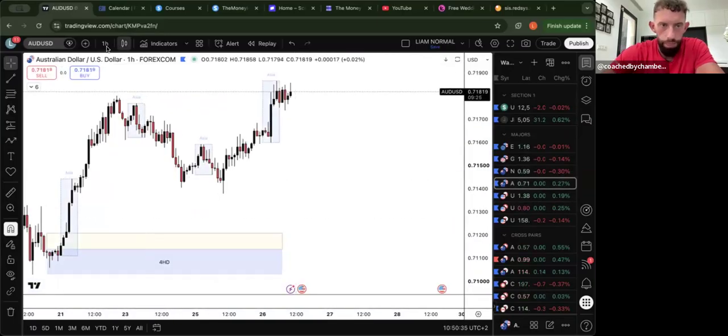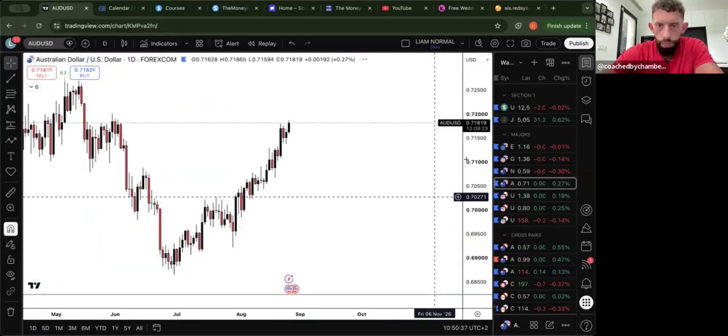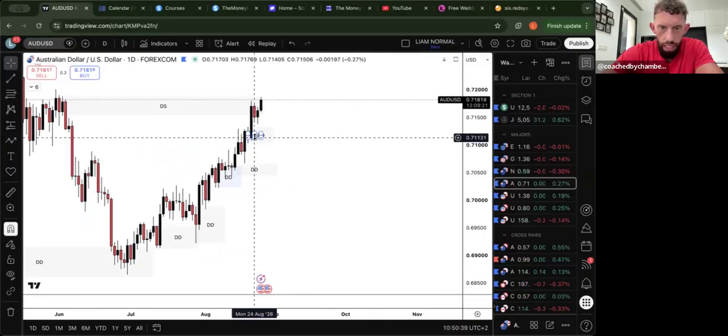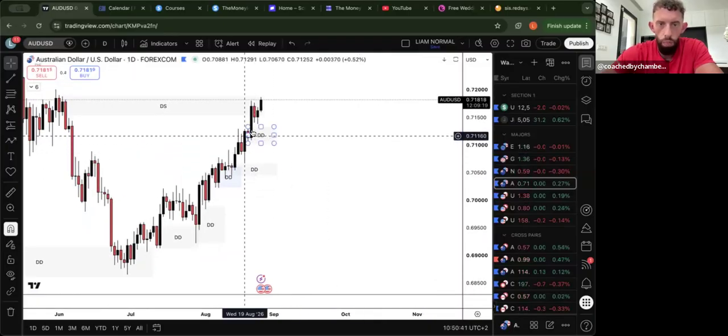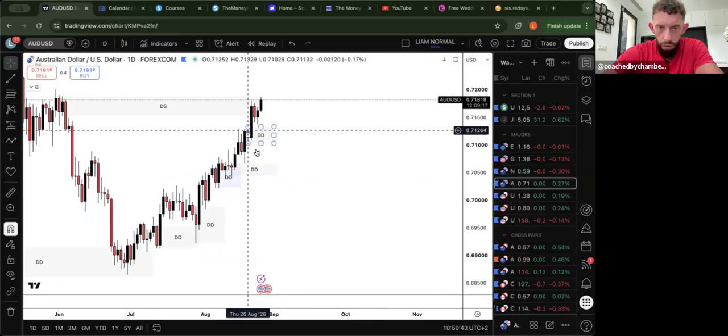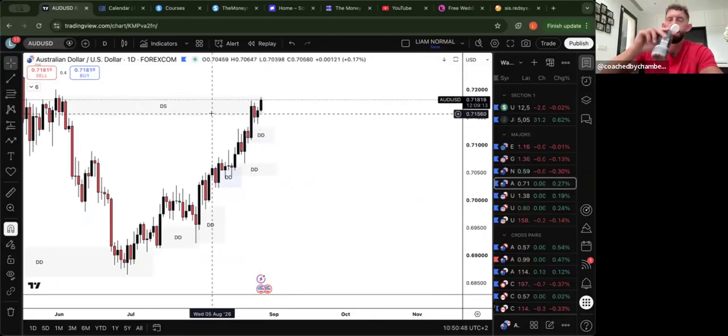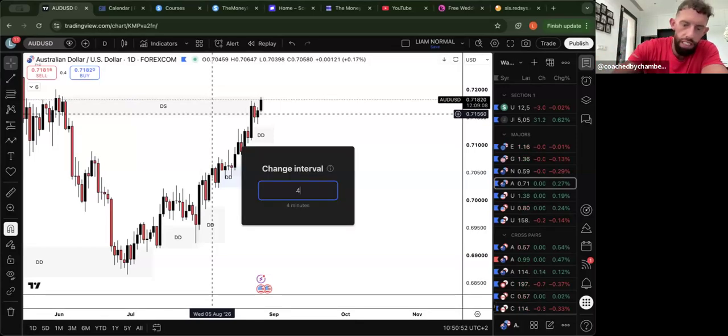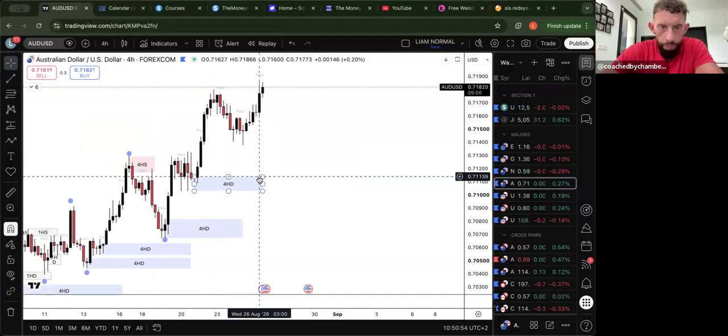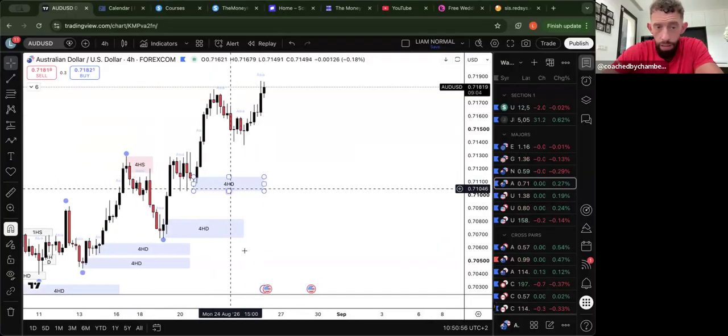AUD USD. So AUD USD, you guys can see, let's just remove this. We didn't come into that demand area, but we filled in a lot of that imbalance, and then we started to get that bullishness away. So the bulls have been in control with AUD USD. We jumped down to the four. For me personally, I was waiting for this demand.